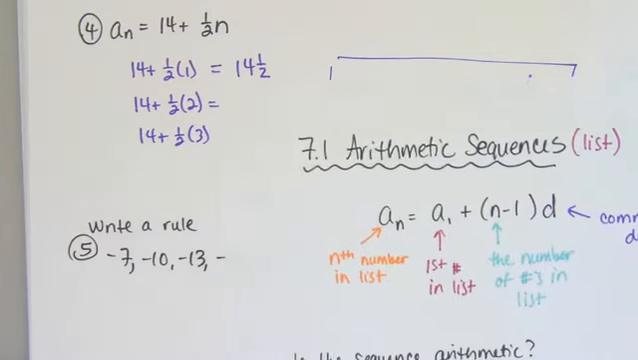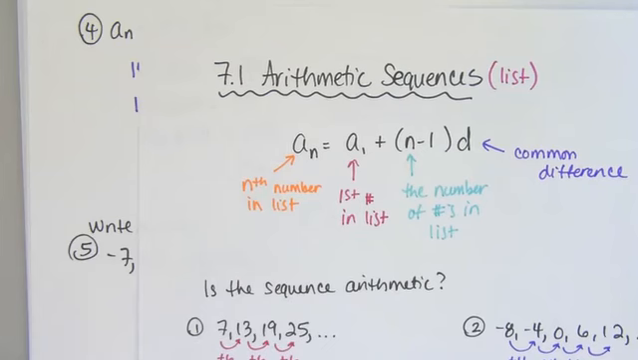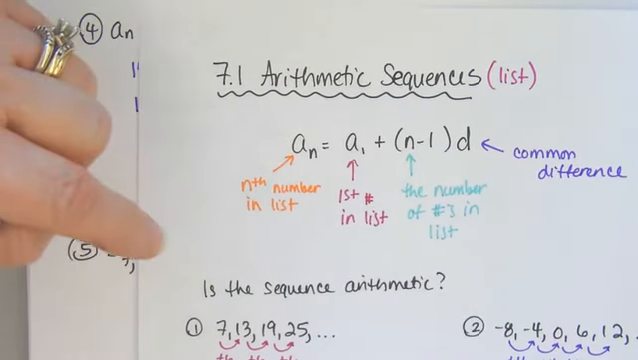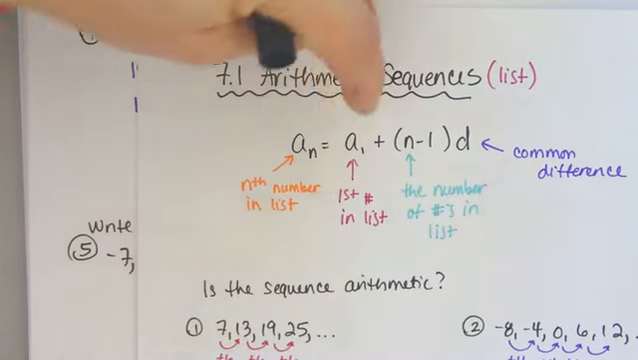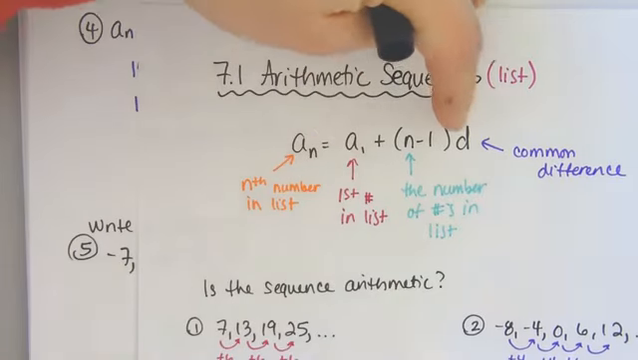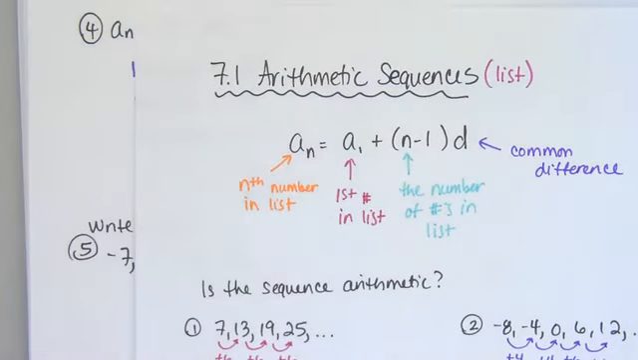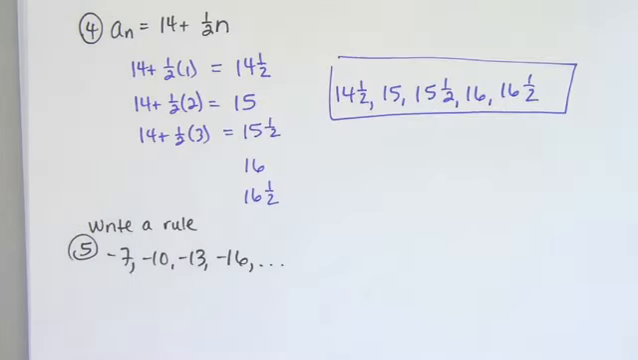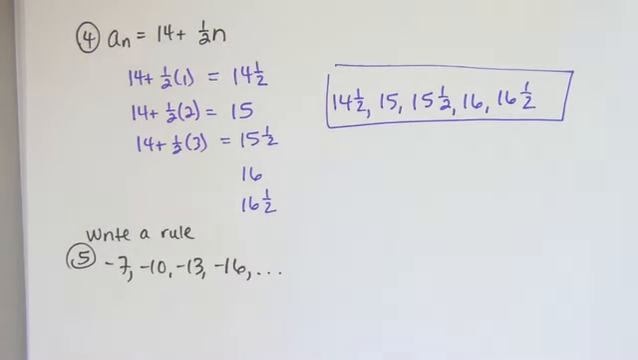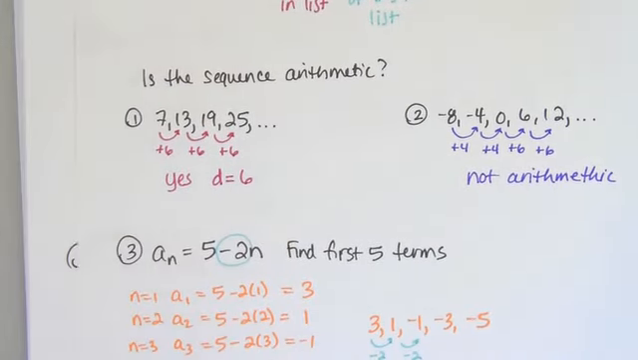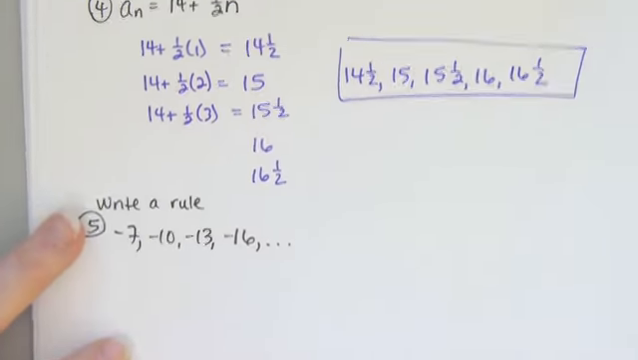Remember the formula here. Let me pull that back up here. Here's that formula. You might want to keep referring back to this. When we write a rule, what I really need is a number for a sub 1 and a number for d. You should always see the letter or the variable n when you write a rule. If you look at this example we did, the only letter you saw was n. This other example we did right there, the only variable you see is an n.